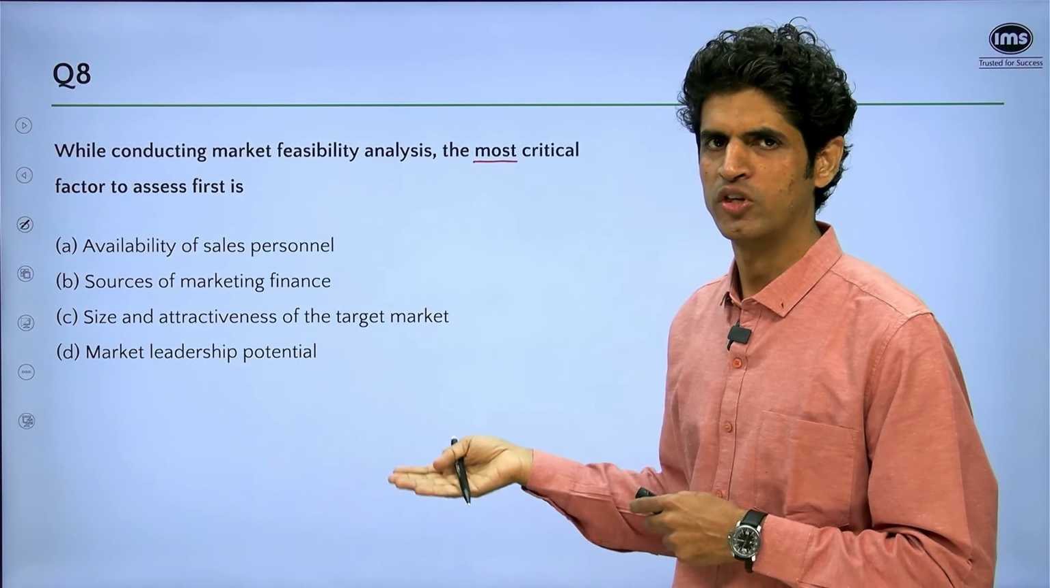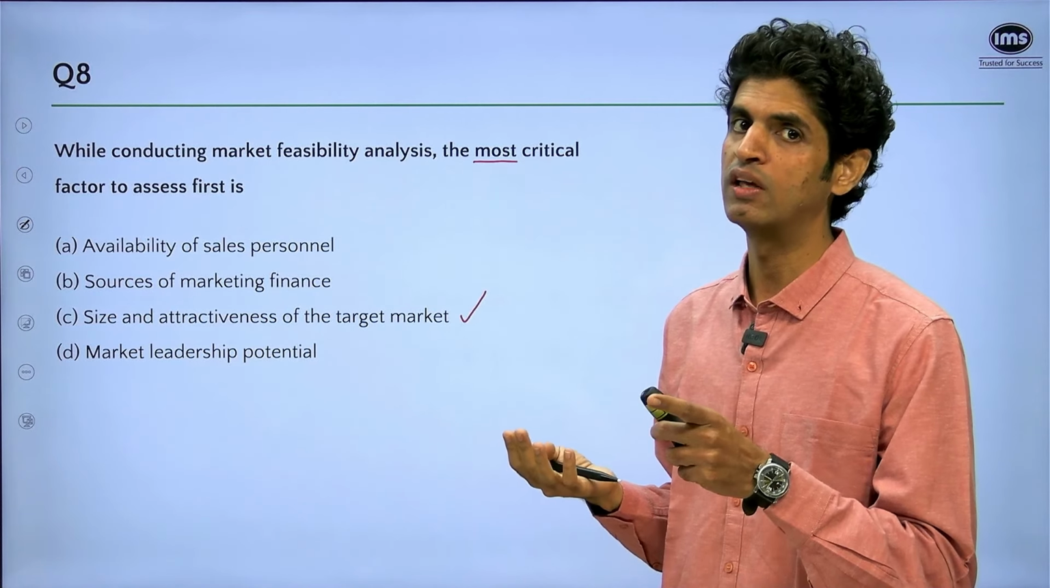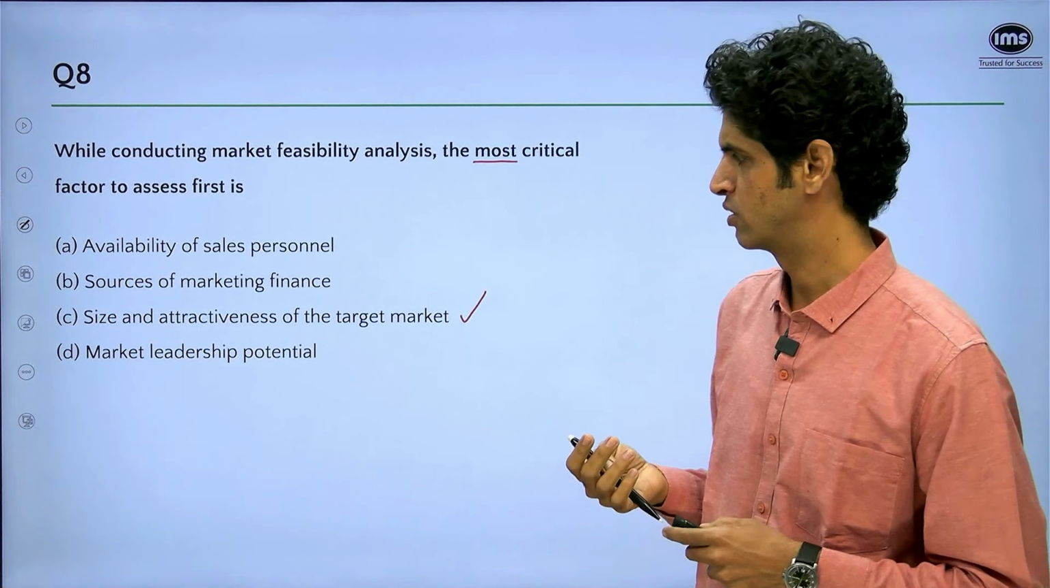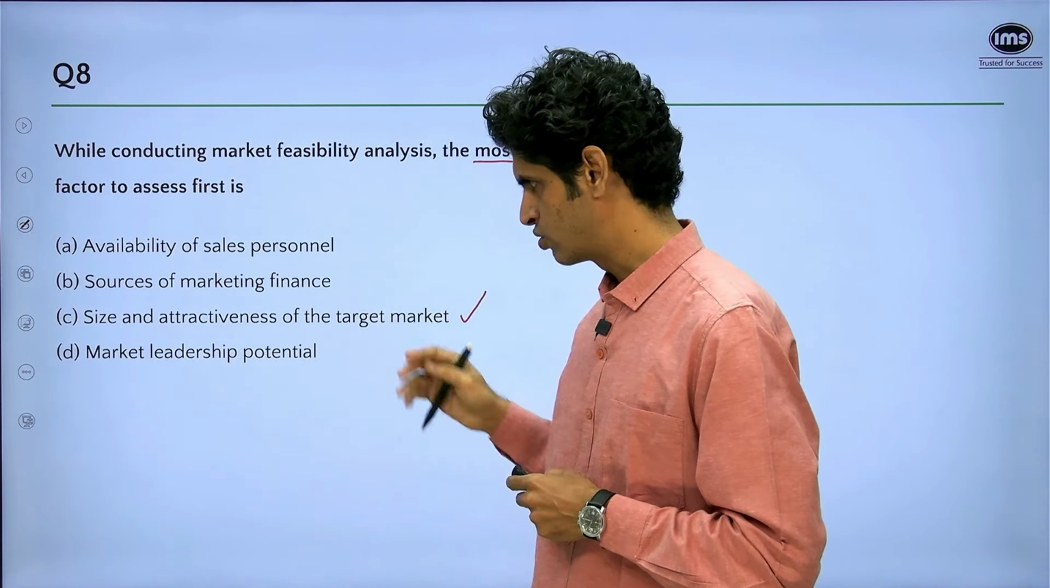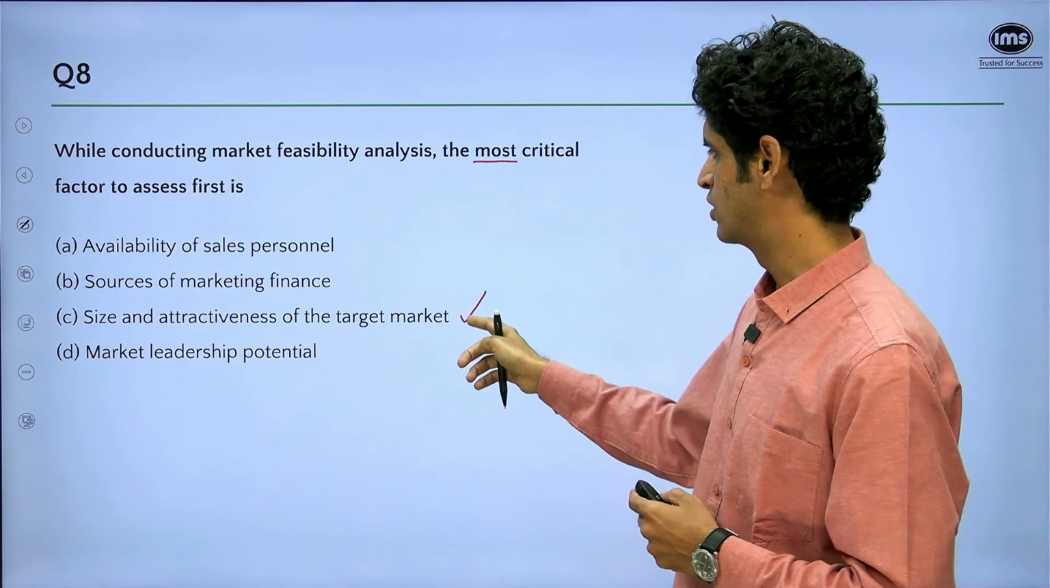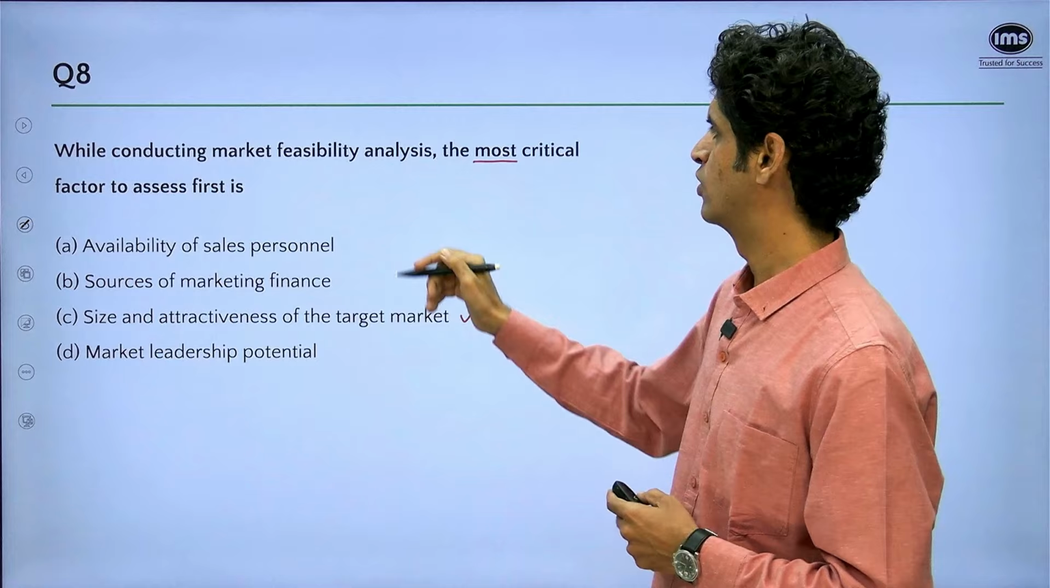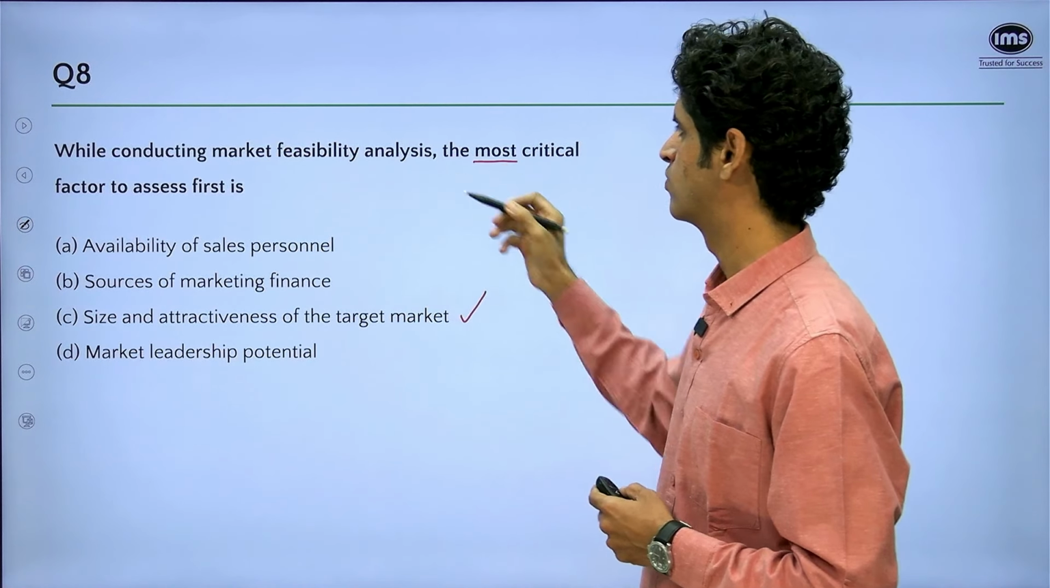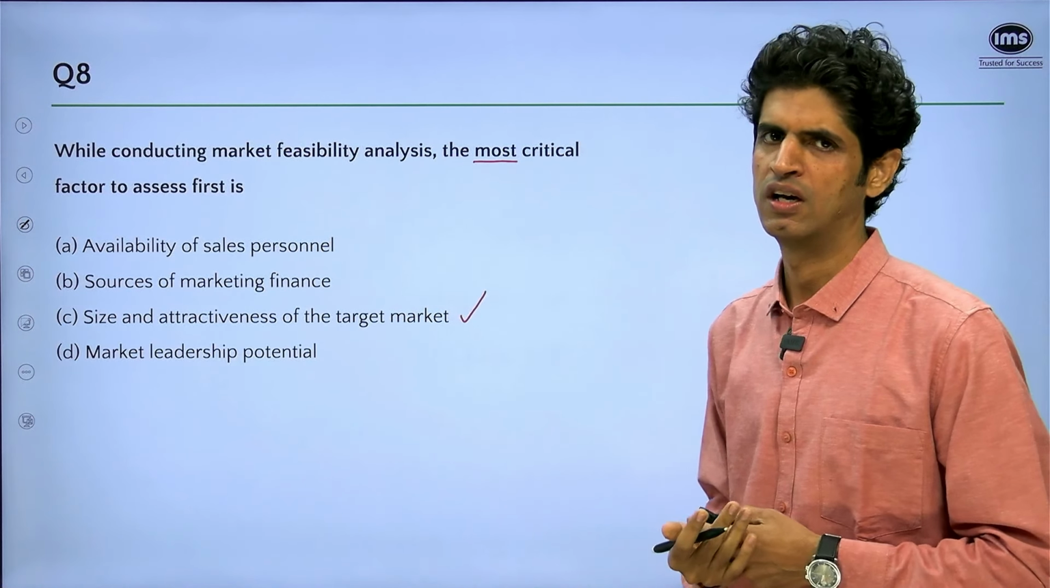Marketing finance may not be important because the money may come from your own pockets or an angel investor. Availability of sales personnel will be required at a later stage, only if you are delivering products, not services. Market leadership potential, that's something for later. You're not thinking of leading the market initially. So this is the one that we look at when we look at a market feasibility analysis. Not that the others are not important, but we were looking for the term most, right?